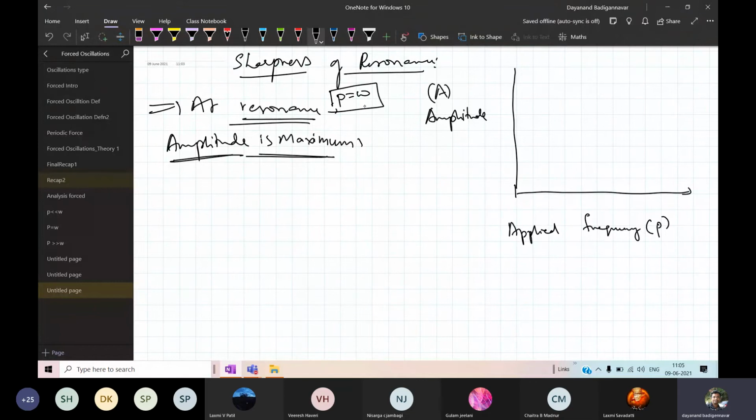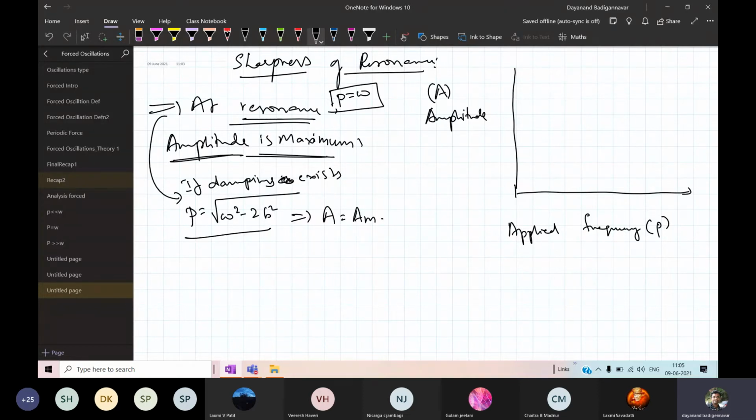This is when there is no damping. When there is damping, P should be equal to root of omega square minus 2b square. This is if damping is present. So at this condition, the amplitude A will be equal to the maximum amplitude, A equal to A max. In the maximum amplitude, A max is equal to F divided by 2bP. This is the maximum amplitude.